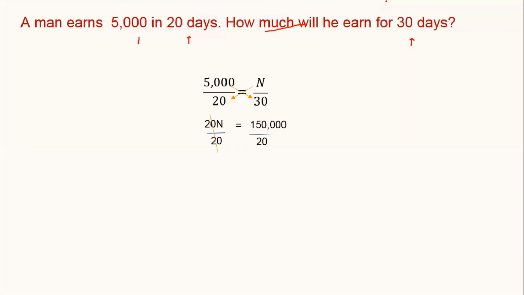So 150,000 divided by 20. The answer here is n is equal to 7,500 pesos. So it means that if the man will work for 30 days, he will earn 7,500.